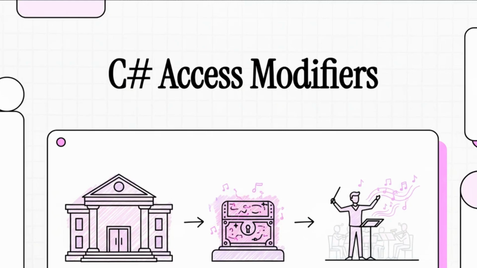You know, when you're programming in C#, some of the most powerful keywords aren't really about the what, the logic. They're about the who. Who gets to see your code, who gets to use it. That's what we're talking about today, access modifiers. Think of them as the gatekeepers of your code. So, let's get right into it.